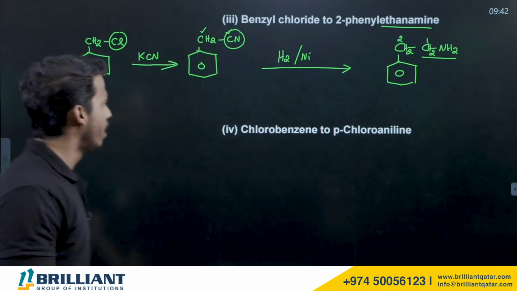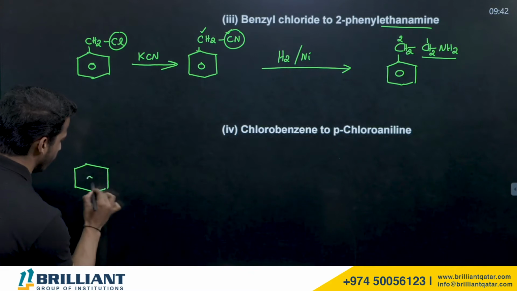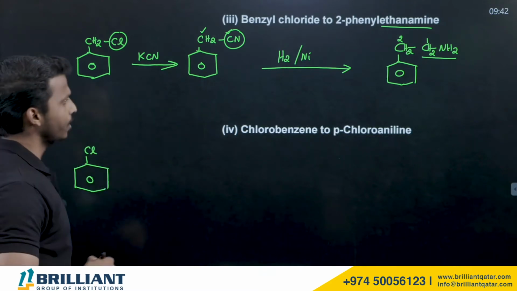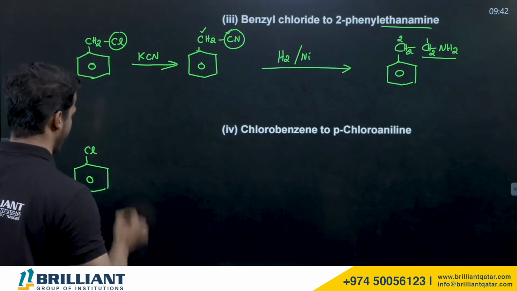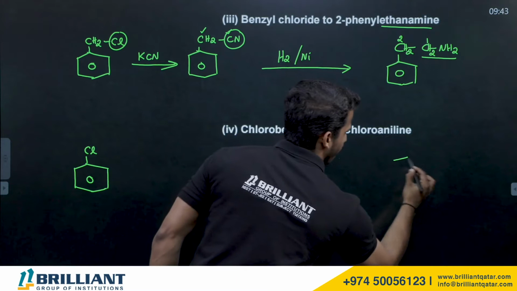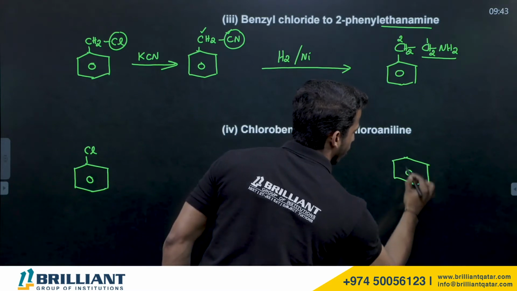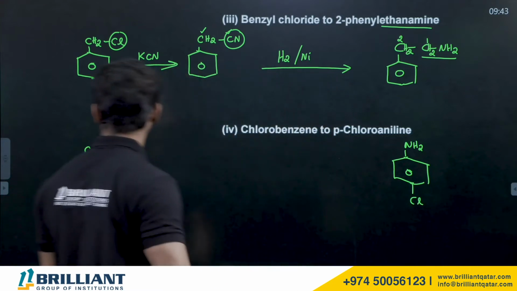Okay, the next thing. Chlorobenzene. So the starting material is chlorobenzene and we need to get para-chloroaniline. What is para-chloroaniline? So this is our aniline and this is the para position. There is a chlorine. All right.